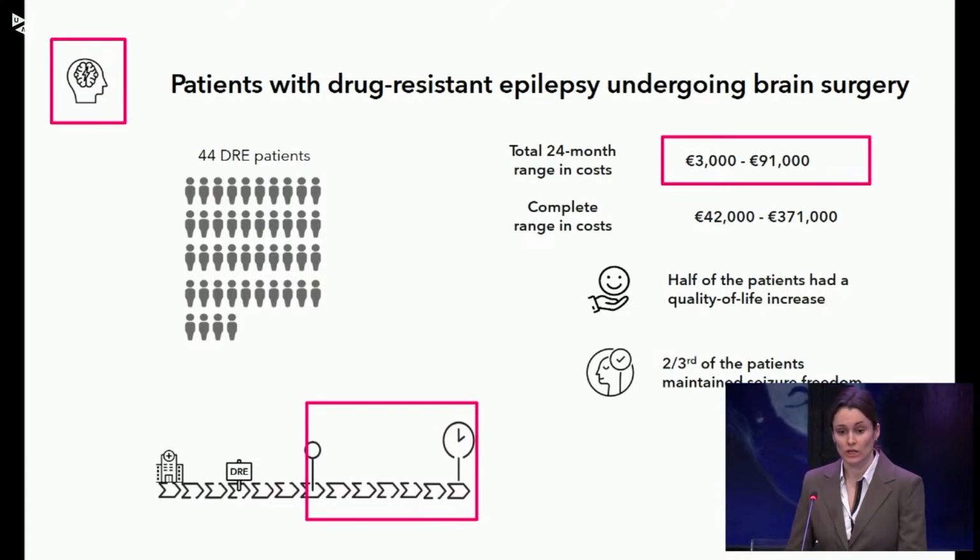And lastly, looking at the 2 years follow-up, we saw that the cost ranged between €3,000 and €91,000 per patient. And at the end of the 2 years, we saw that half of our patients had a quality of life increase and 2/3 of our patients remained seizure-free.